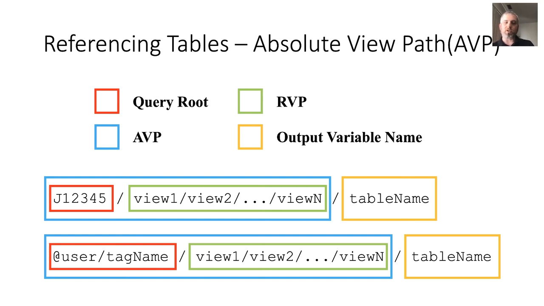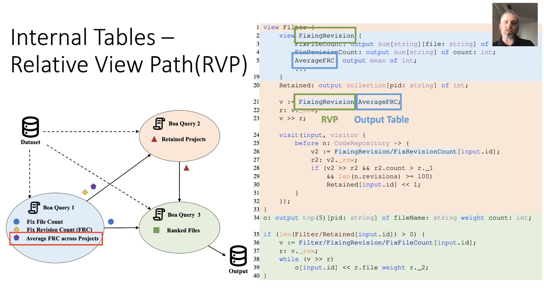Once you have the query root, then you provide essentially what views or subviews you're accessing, and then you provide what particular output variable name you're trying to get a hold of. So with the previous example, we were essentially referencing what we call internal tables. Here we are making use of what's called the relative view path. We don't need the absolute root. We don't need to say a job number because it's the same job number. So here we just have relative view paths and then the name of the output variable.